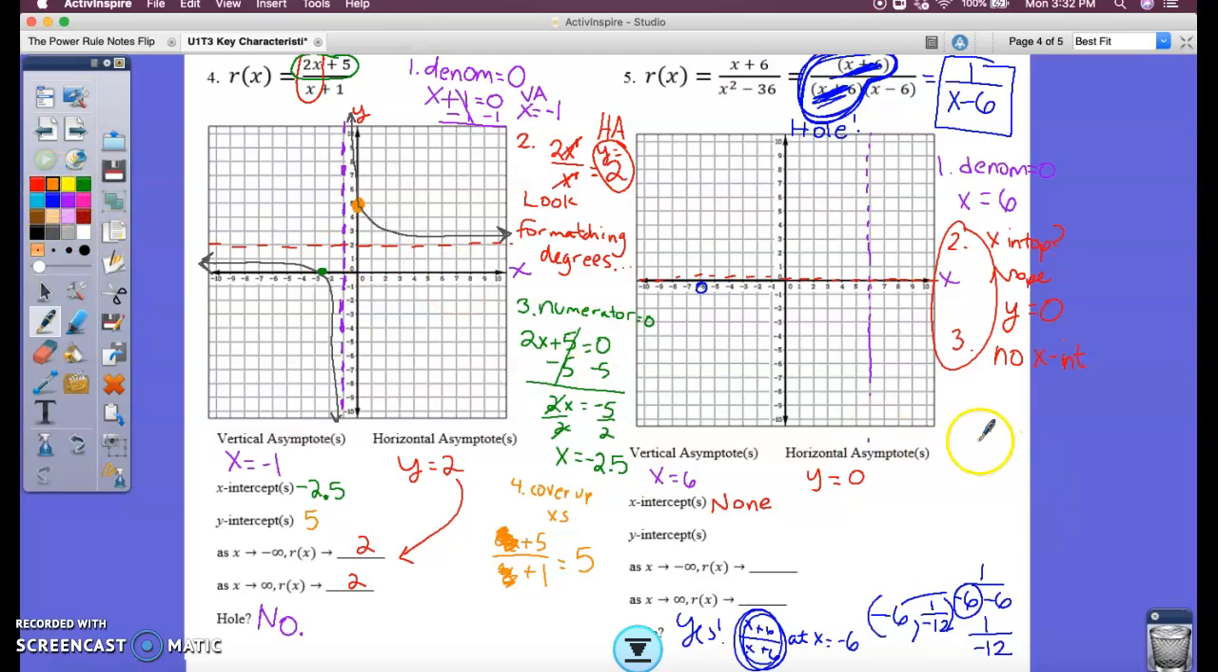Cover up method, whoop, whoop. So take the new guy, because I already knew there's a hole. I don't need all that other stuff. I'm going to take 1 over x minus 6, and I'm going to do this. So I have a y-intercept at 1 over negative 6, which is right about there.